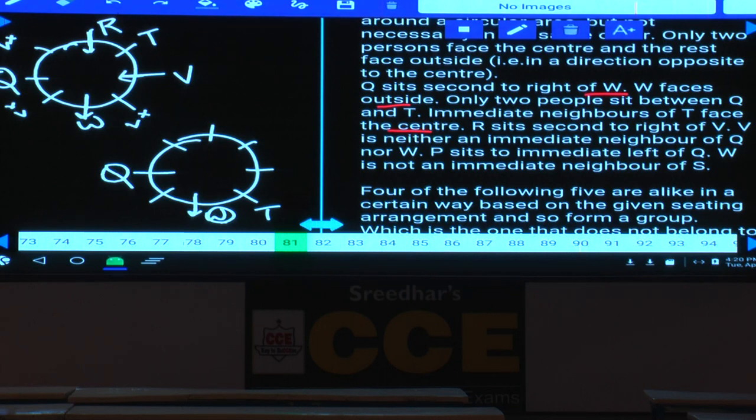Done with this, R sits second to the right of V, and this V is neither an immediate neighbor of Q nor W. Now we could be able to finalize the positions of this V and R as well. Now, if you observe here, R and V are the 2 persons facing the center. Now in the description clearly specified, only 2 persons are facing towards the center. As 2 are facing the center, all the remaining persons must be away from the center. Done with this, now the directions can be finalized.